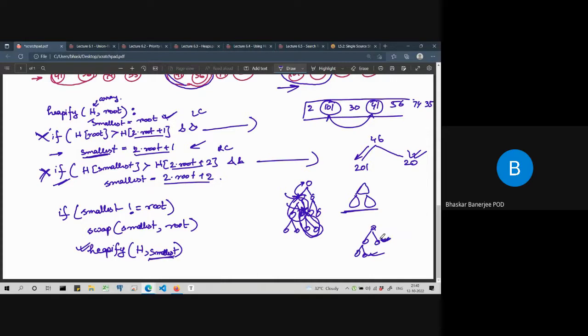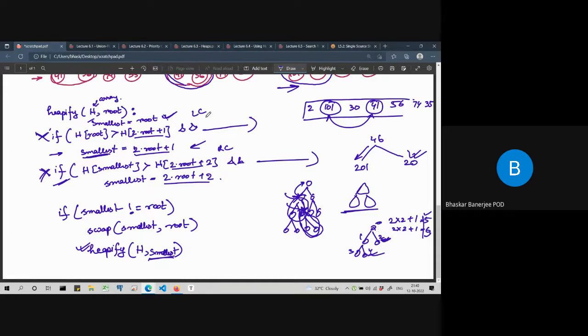So if I do 0, 1, 2, so 2 into 2 plus 1 would be the left child, 2 into 2 plus 2 would be the right child. So this is 5, this is 6. Now you see that here I have only indices up to 0, 1, 2, 3, 4. But here I am getting 5 and 6. So this is your terminating condition, that I have already moved out of the array. There are no more further leaf nodes.